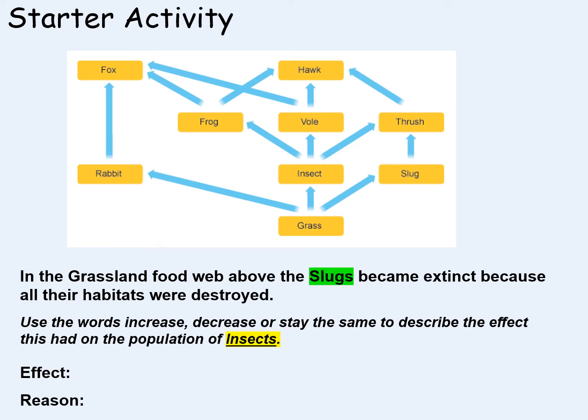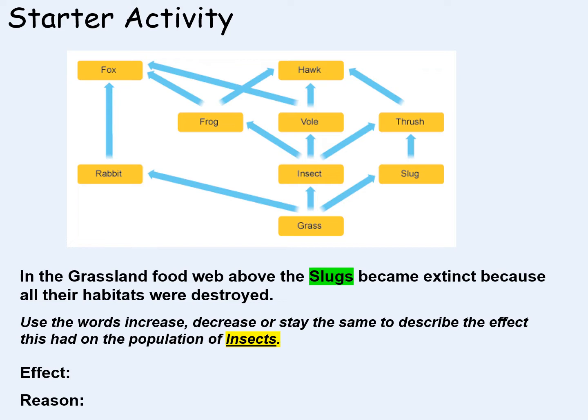From the last video tutorial you should be experts in interdependence, and you should now be able to pause the video and answer the starter activity. The starter activity says that in the grassland food web above the slugs became extinct because all of their habitat was destroyed. Then it tells us to use the words increase, decrease or stay the same to describe the effect this has on the population of insects.